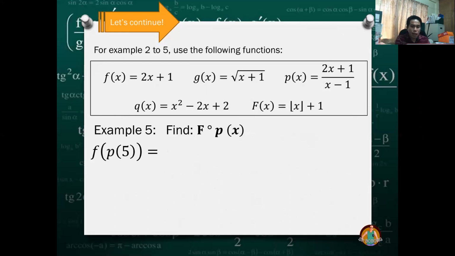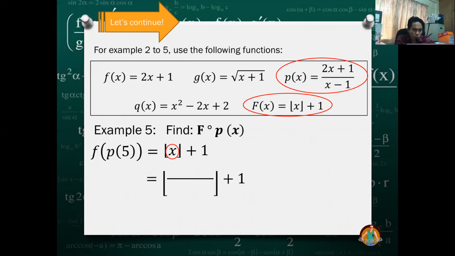Pero bago natin lalagay yung value ng 5, hanapin muna natin yung capital F of P. Okay, again, that is capital F of P. May typical error lang siguro. Sorry for that. Of course, our base function is capital F of X, which is equal to the floor function of X plus 1. Of course, yung X, papalitan natin ng P, which is 2x plus 1 over x minus 1. So floor function of 2x plus 1 over x minus 1, plus 1. So, mayroon pa bang pwedeng i-simplify?